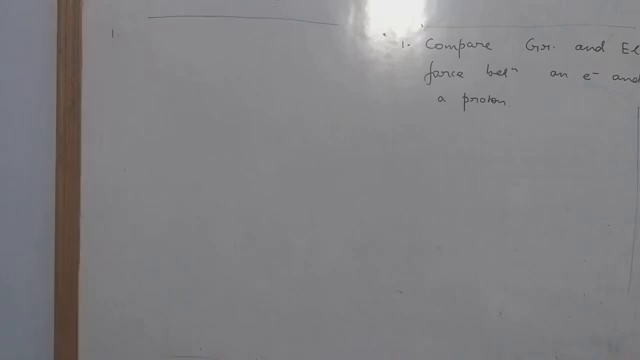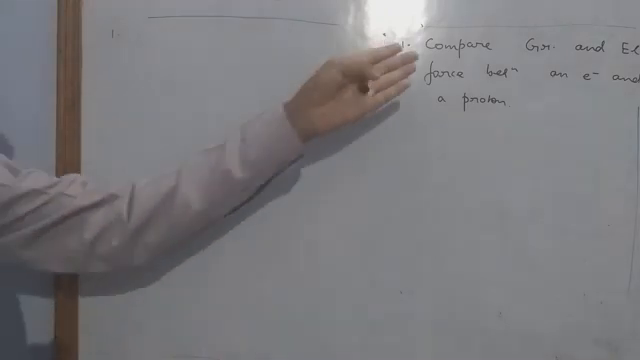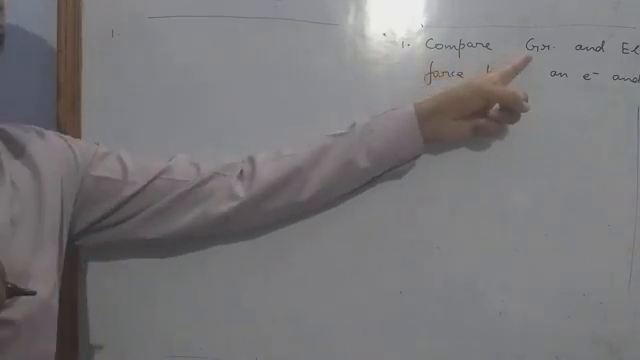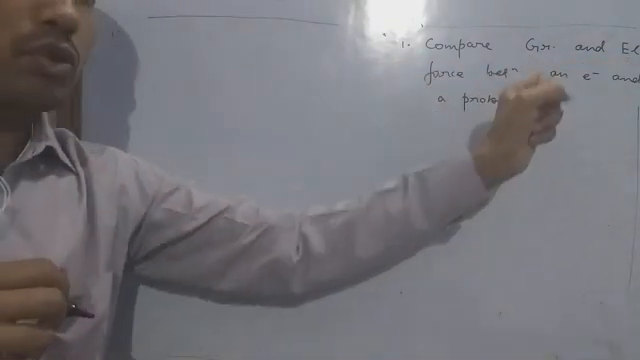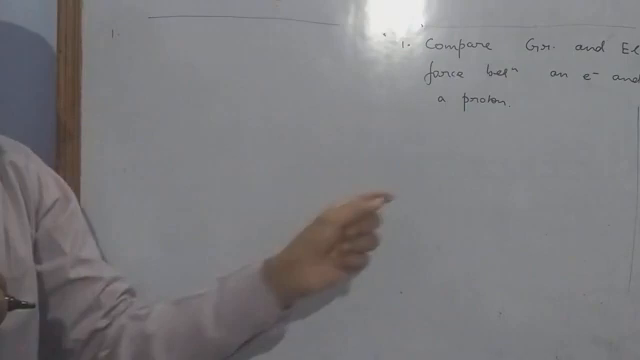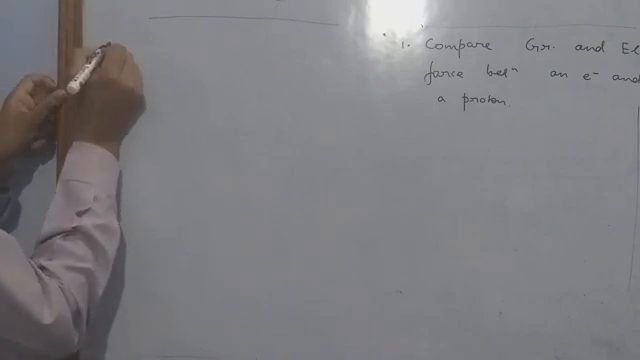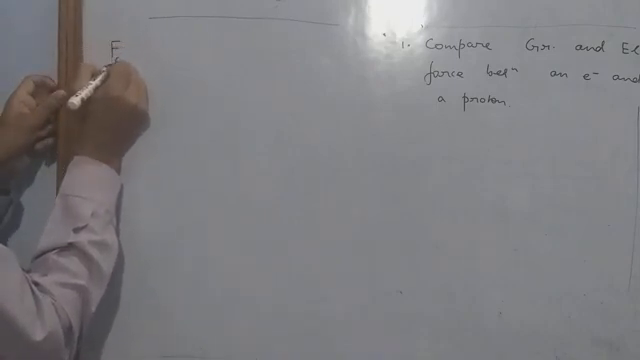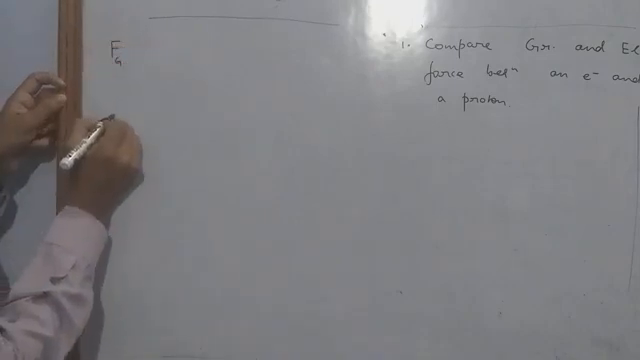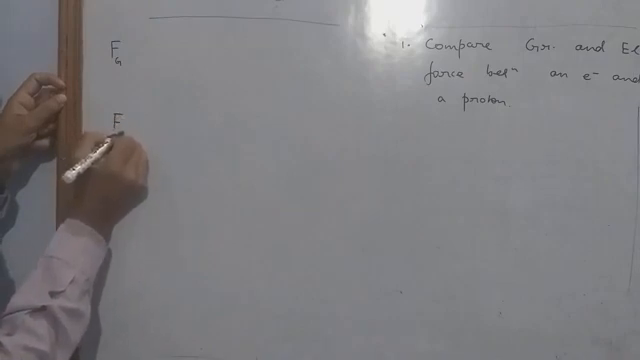The first question that we would like to discuss is a very simple one. This is the question. We have to compare the gravitational force and electrical force, electrostatic force, between an electron and a proton. So let us denote the gravitational force as Fg and the electrostatic force as Fe.